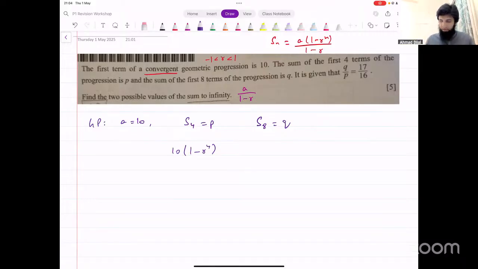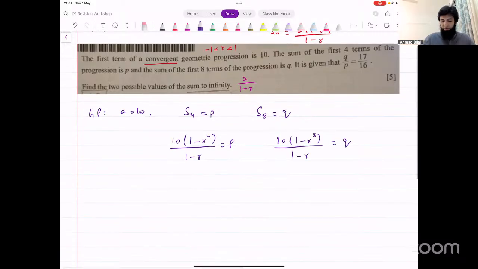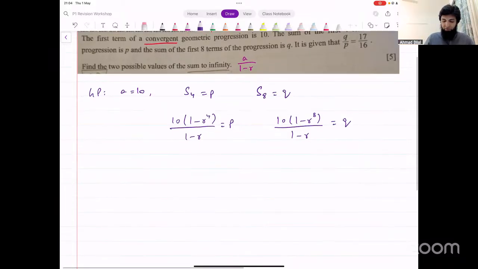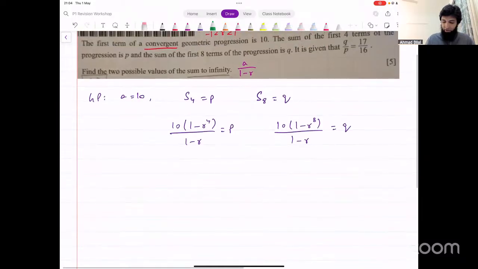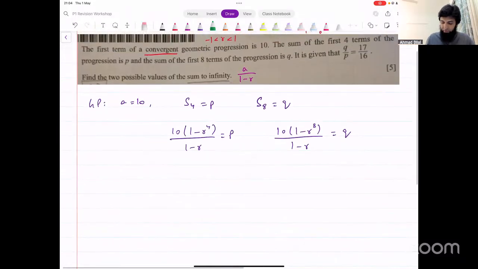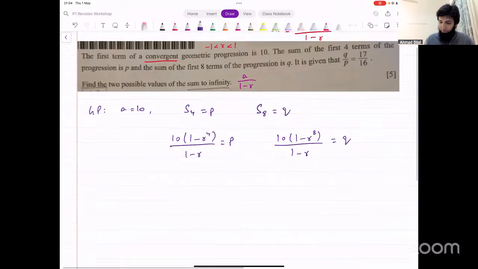So 10 into 1 minus r raised to power 4 divided by 1 minus r, that should equal p. And for the other one, you have 10 into 1 minus r raised to power 8 divided by 1 minus r, that should equal q. We get these two equations. Solve these two equations, find the value for r from this. Now we're also given that q over p is equal to 17 over 16. We could perhaps use that now.